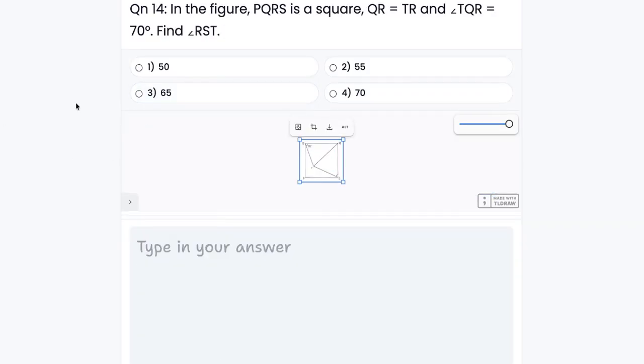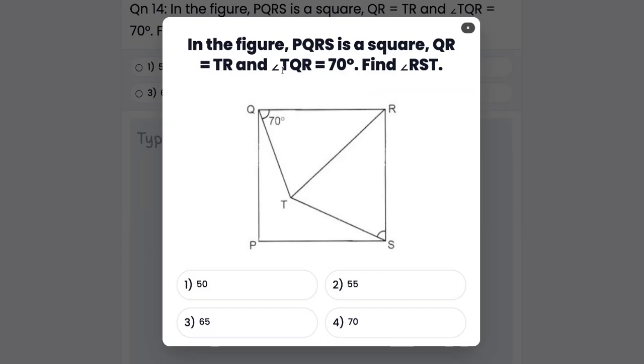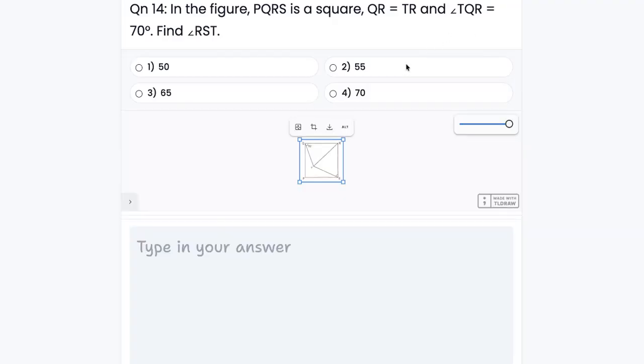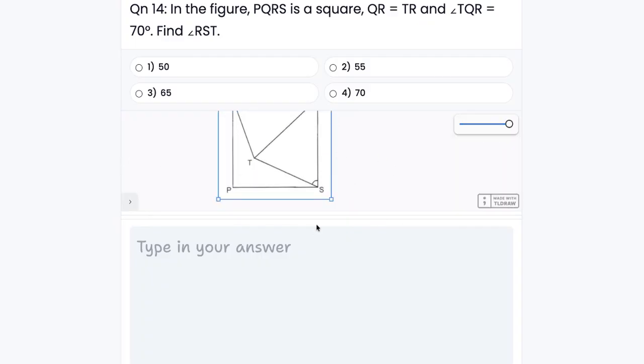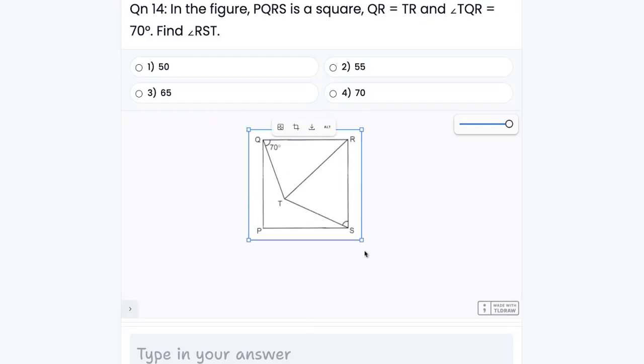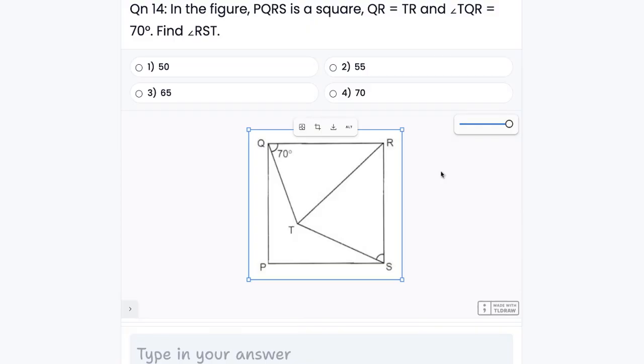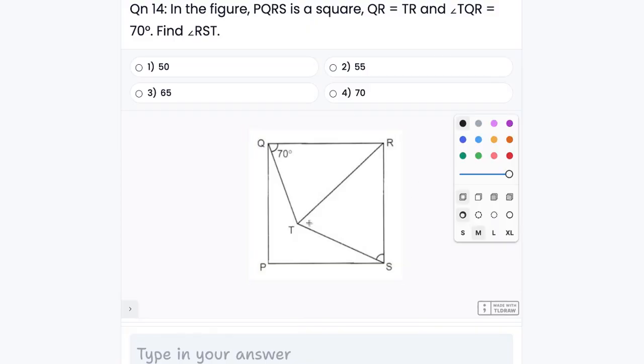Question number 14. In the figure, PQRS is a square, QR is equal to TR, and angle TQR is 70 degrees. Find angle RST. So let me zoom this in. If I were to zoom this in, so I see over here, we know that QR is equal to TR.